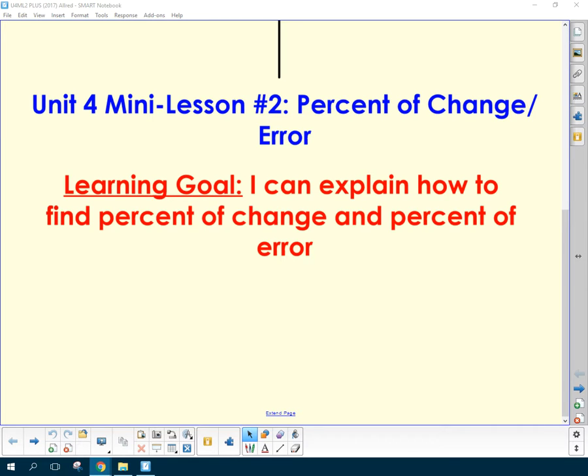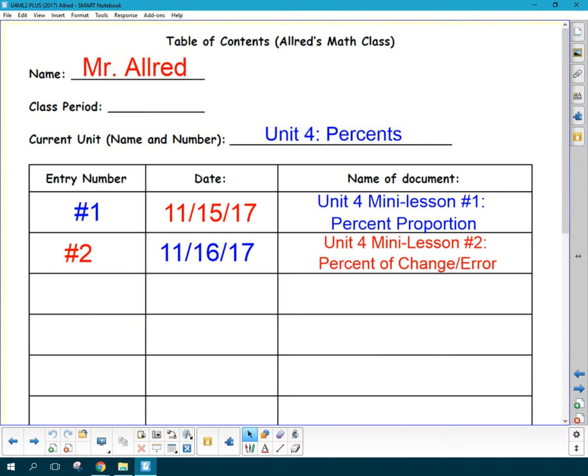Unit 4, mini lesson number 2 on percent of change and error word problems. By the end of today's lesson, you should be able to explain how to find percent of change and percent of error from a word problem. Let's get started. I did want to make you aware that this is your second entry, found in the table of contents, Unit 4, mini lesson number 2 on percent of change and error.